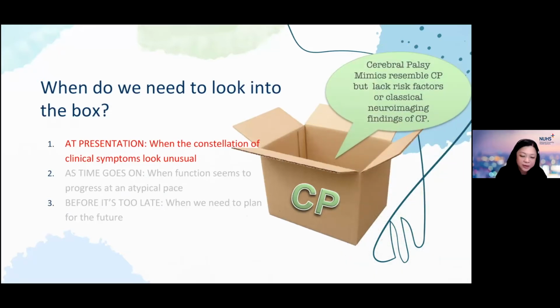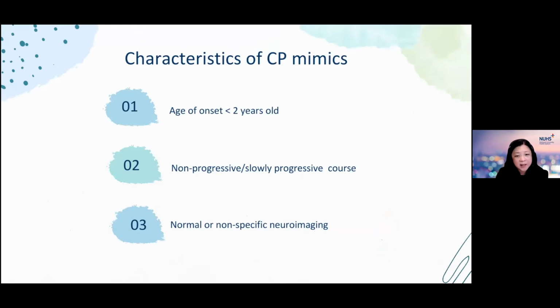So I think traditionally we recognize that cerebral palsy is usually caused by prematurity, perhaps some kind of a stroke, and less commonly things like birth asphyxia. And for these patients who have MRI scans, we do expect to see certain kinds of changes. But cerebral palsy mimics can look like CP. The symptoms can start below 2 years of age. They tend to be either non-progressive or slowly progressive.